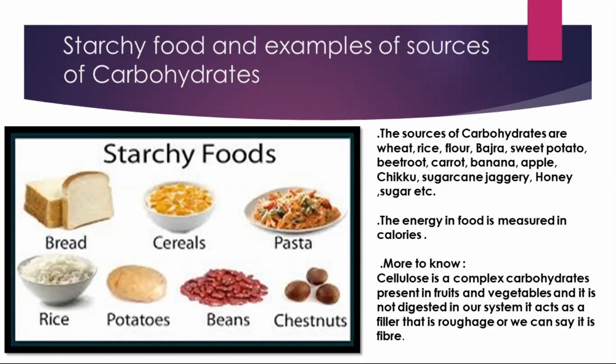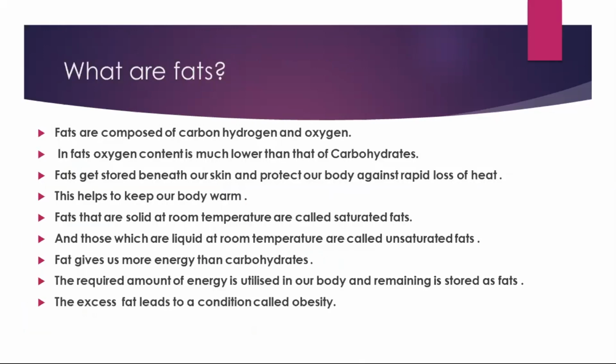And students, I would like to share a little bit of extra information with you all. Cellulose is a complex carbohydrate present in fruits and vegetables, and it is not digested in our system. It acts as a filler, that is roughage, or we can also say fiber. So these were the starchy foods and examples of sources of carbohydrates. I hope you understood this first nutrient of the food, that is carbohydrate.